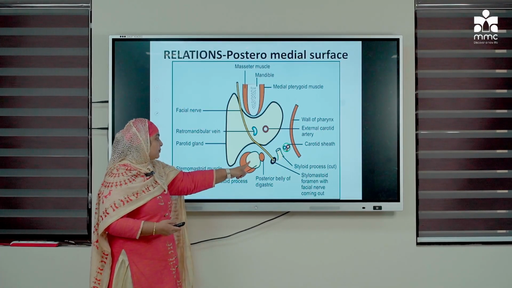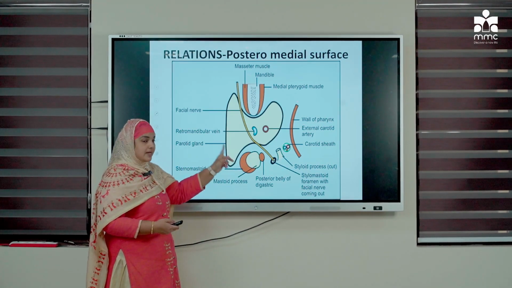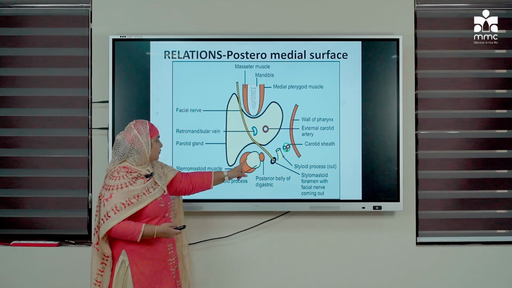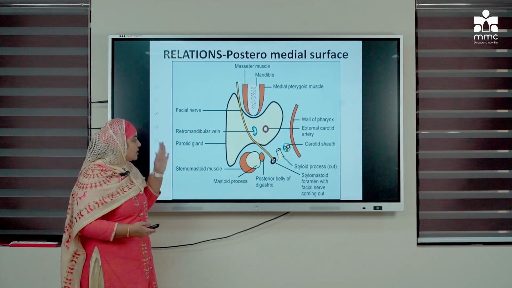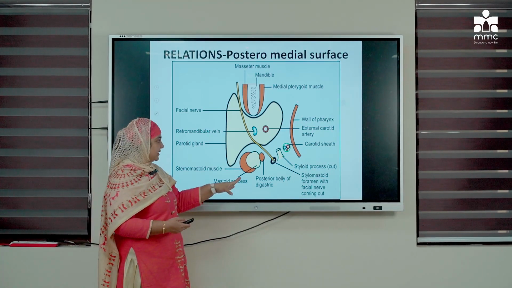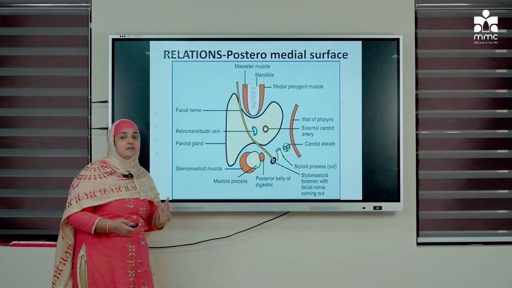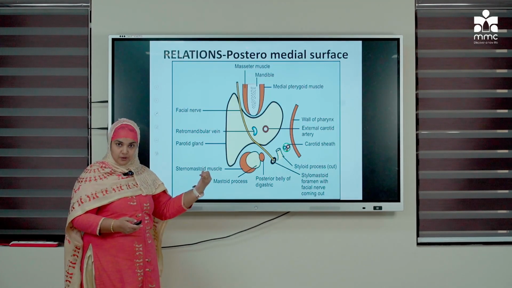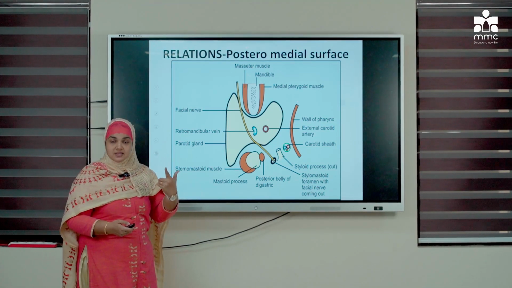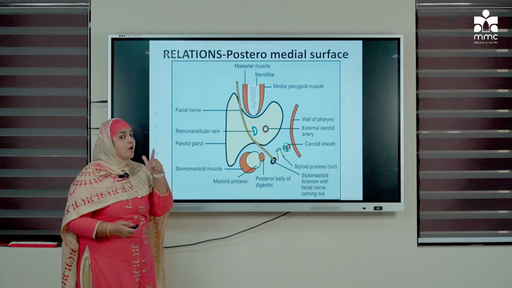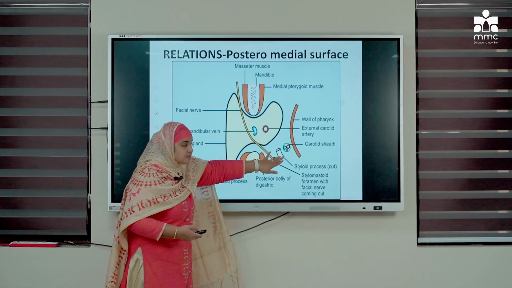We have the mastoid process. The mastoid process is related to the posterior medial surface with its attachments. Which are they? We have the sternocleidomastoid and the posterior belly of digastric. In addition, we also have the styloid process and the muscles and ligaments attached to it. We have the stylohyoid, styloglossus, and stylopharyngeus muscles, and the two ligaments, the stylohyoid ligament and the stylomandibular ligament. So, mastoid process and its attachments, styloid process and its attachments.